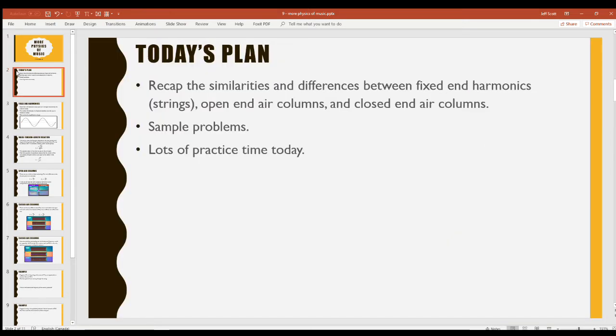So for today's plan, we're going to recap the similarities and differences between fixed end harmonics, which is like string instruments, open end air columns, that's where both ends of the air columns were open, of course, and closed end air columns. That's when one end of an air column was closed and the other end was open. We're going to do a couple sample problems and hopefully we're going to have lots of practice time today. I do have a homework assignment I'll be giving out at the end of class today, so we will want to use that time effectively.